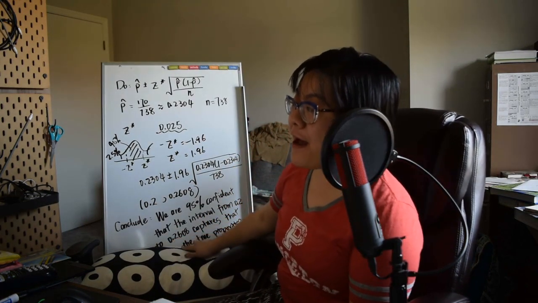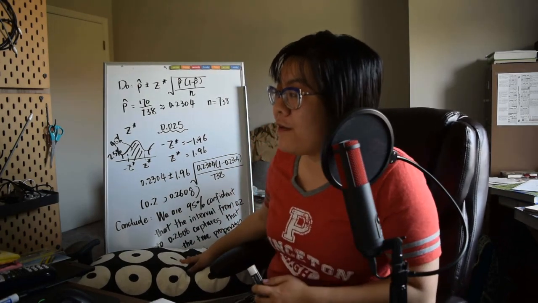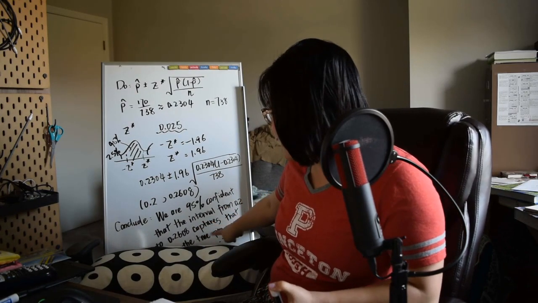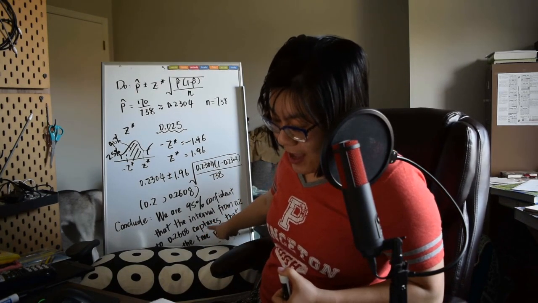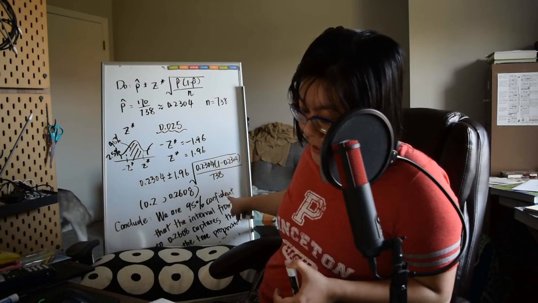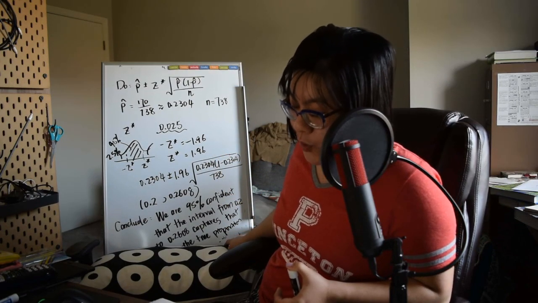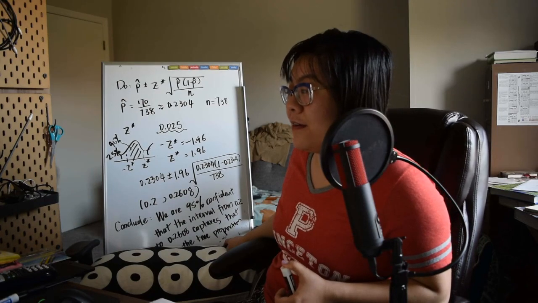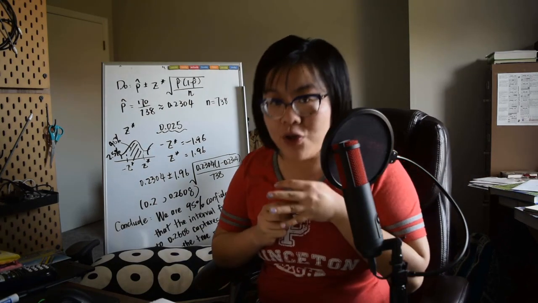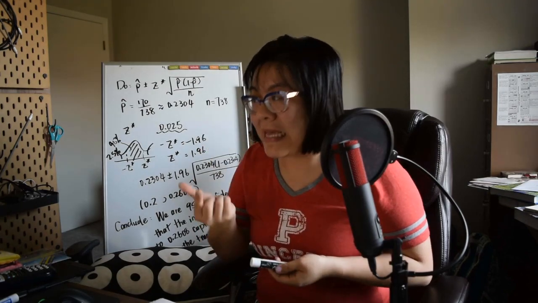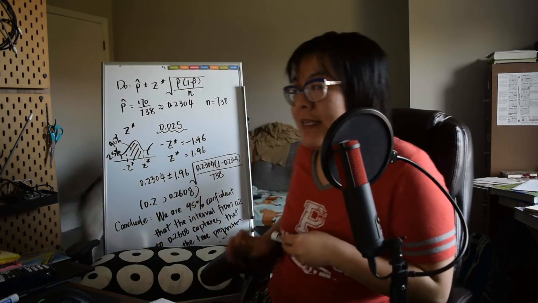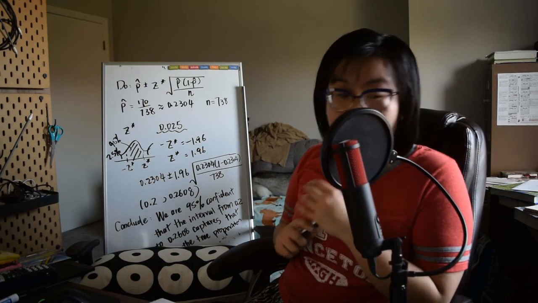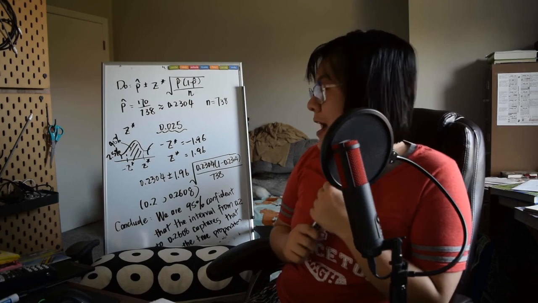We are 95% confident that the interval from 0.2 to 0.2608 captures that the true proportion of all cell phone users who would admit to walking into something or someone while talking on their cell phone. Okay, so we're saying our true proportion should be in this interval, and we are 95% confident of that. All right, so this is everything about example 4.